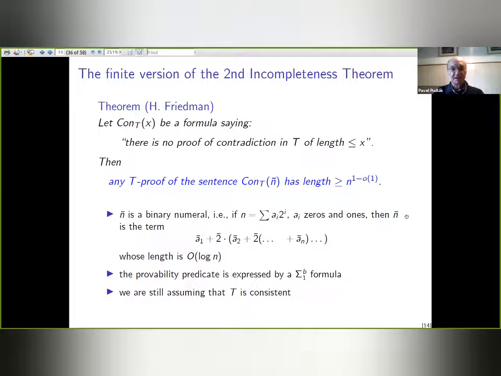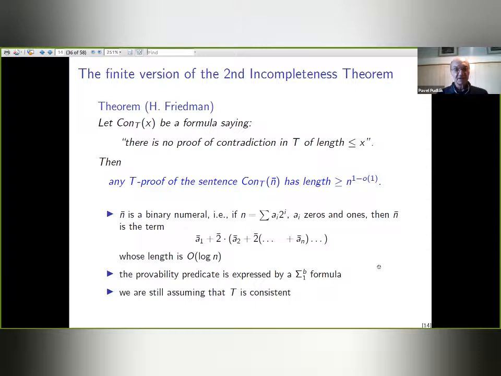This requires some explanation, because the theorem would be trivial if we used the wrong kind of numerals. For this theorem, what we need are binary numerals, which are obtained from the binary expansion of numbers, and then we use addition and multiplication by 2 to find a term that represents n, and whose length is only logarithmic. Once the term is only logarithmic, the lower bound on the proofs of this sentence is non-trivial, because logarithm is much smaller than n^(1−o(1)).